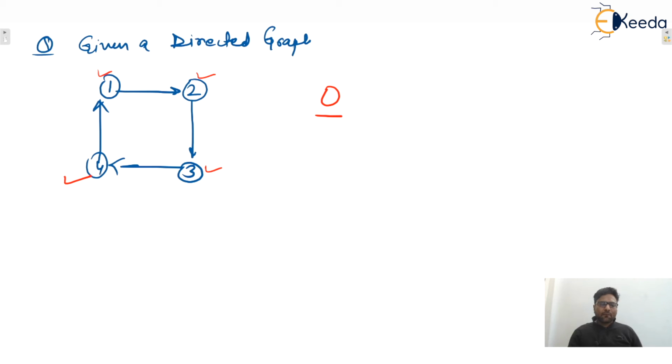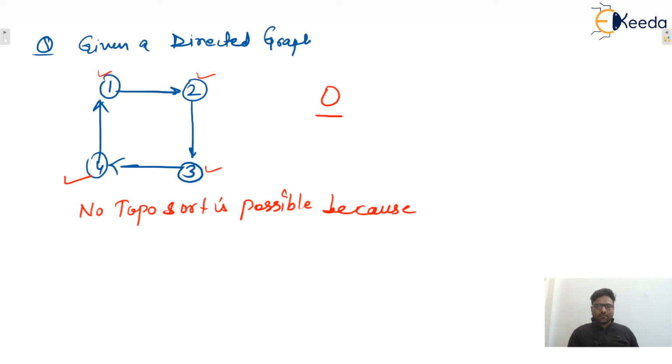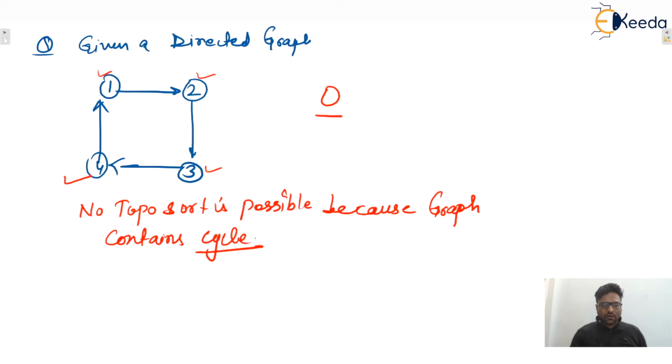And why this problem came? Because this graph contains cycle. So we can say that if a graph contains cycle, then no topological sort will be there. So answer is 0, and you can write down the reason. No toposort is possible because graph contains cycle. Isn't it? I hope this one is clear to everyone.